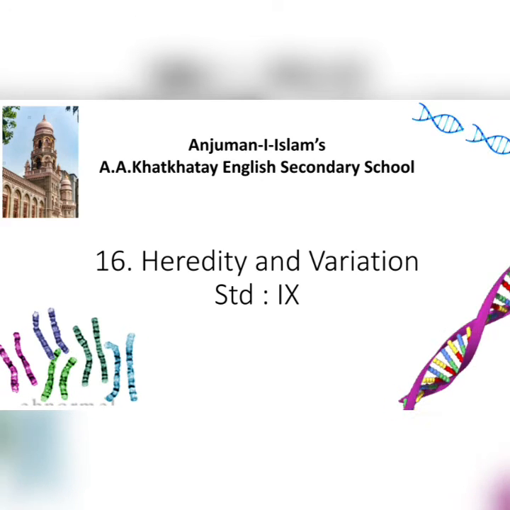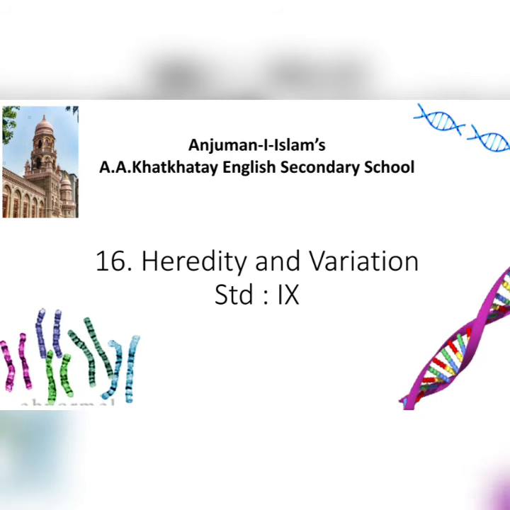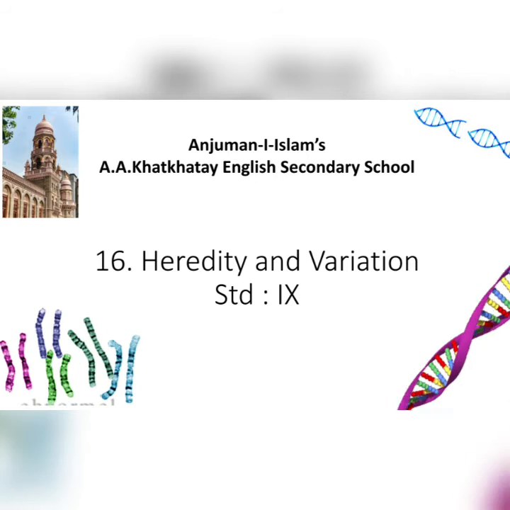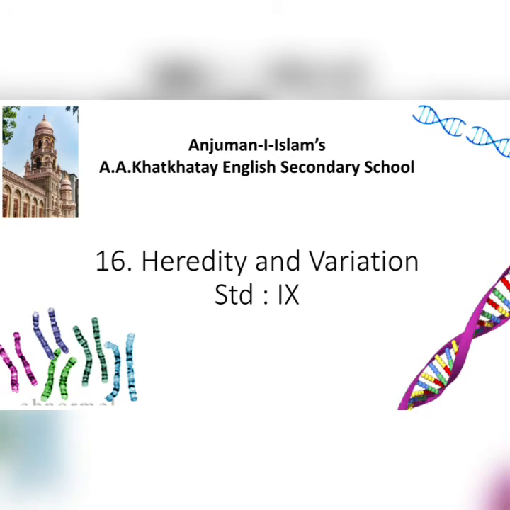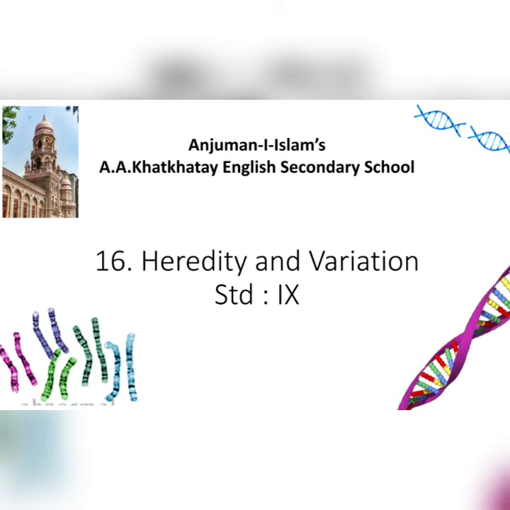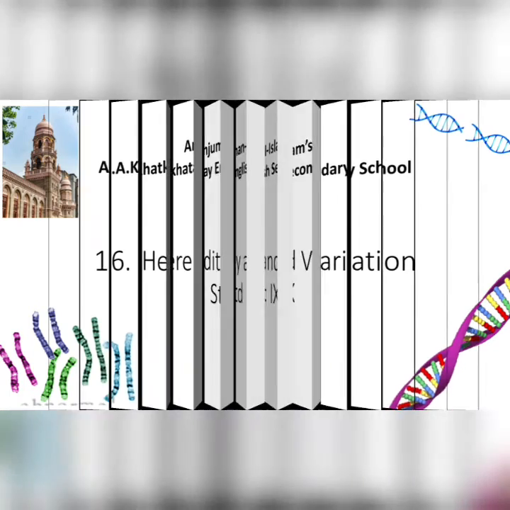Today we are going to discuss our chapter number 16, Hereditary and Variation, part 2 of standard 9th. As we have already discussed the different types of chromosomes in part 1, today we are going to discuss one very important hereditary material, which is known as what? DNA, that is deoxyribonucleic acid.